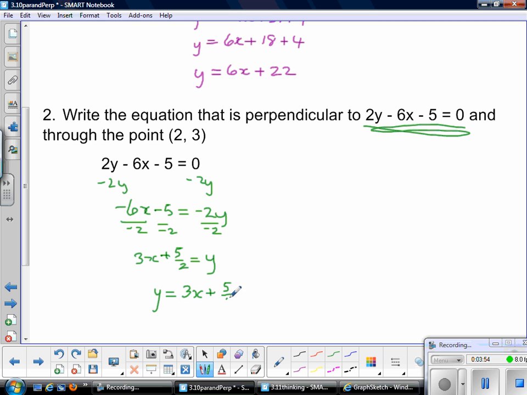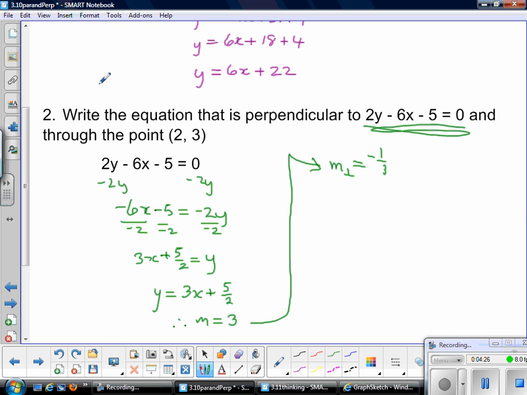Now with this I can see that my slope here is 3, so I already know that my perpendicular negative reciprocal is going to be negative 1/3. Because my original slope was positive, my perpendicular slope must be negative. This slope is 3 over 1, so the reciprocal will be 1 over 3.